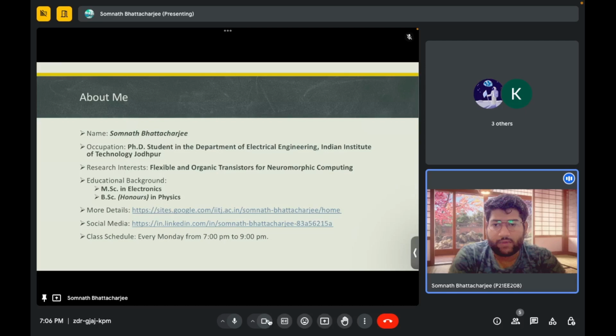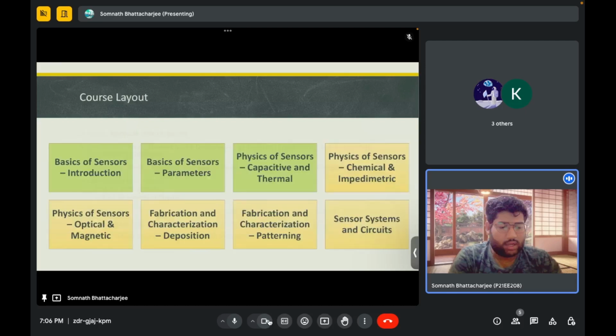This is the basic course layout. This is an 8-week course, and up until now we have completed the basics of sensors, the basic introduction, and then the key parameters to characterize whether a sensor is usable in our use case or not. Then we learned about the physics of the sensors, where we learned about capacitive sensors more in depth, and then we started the basic theory of the thermal sensor.